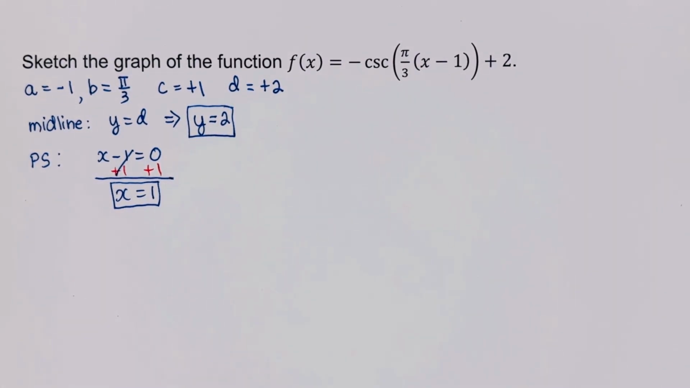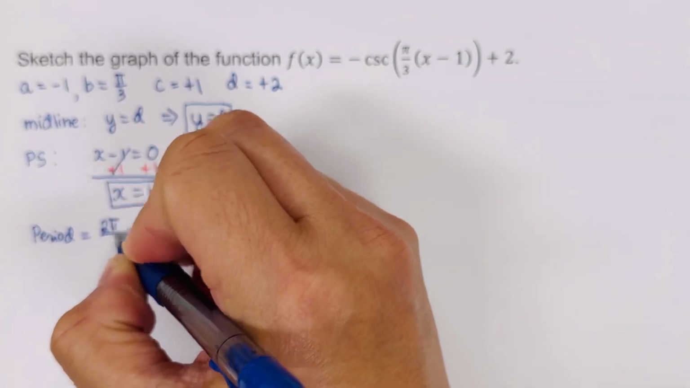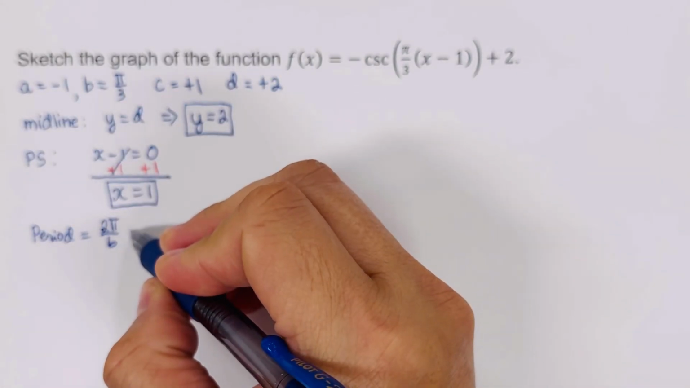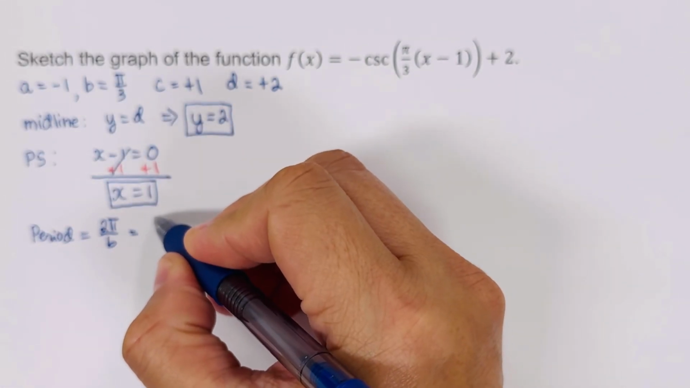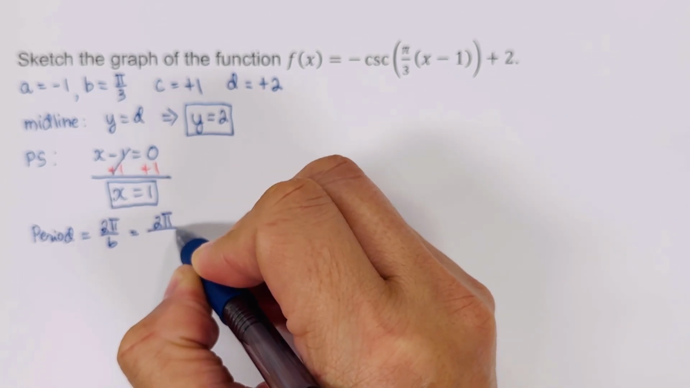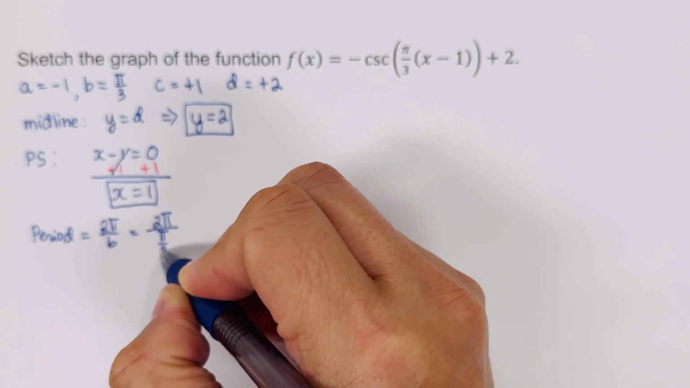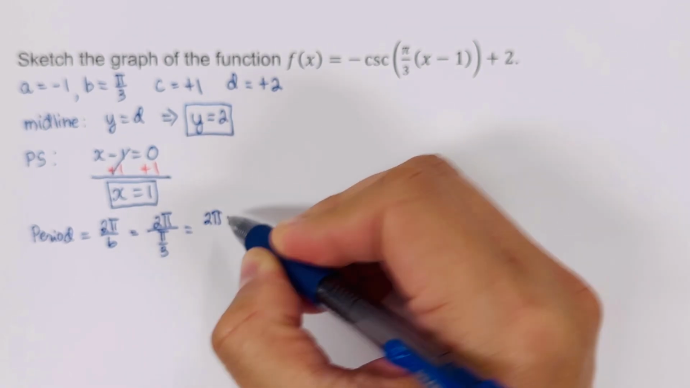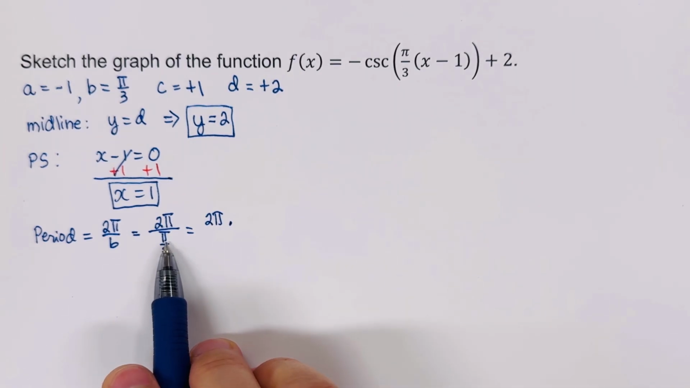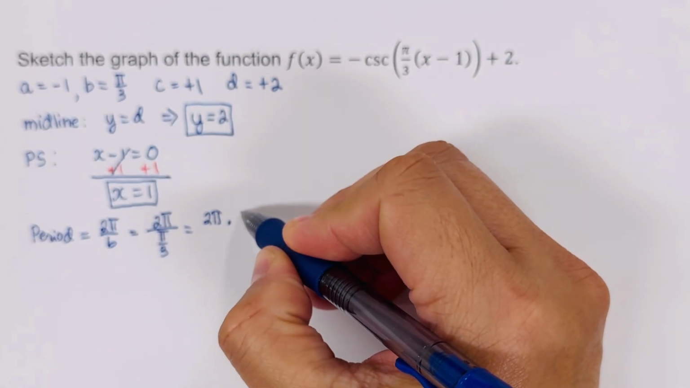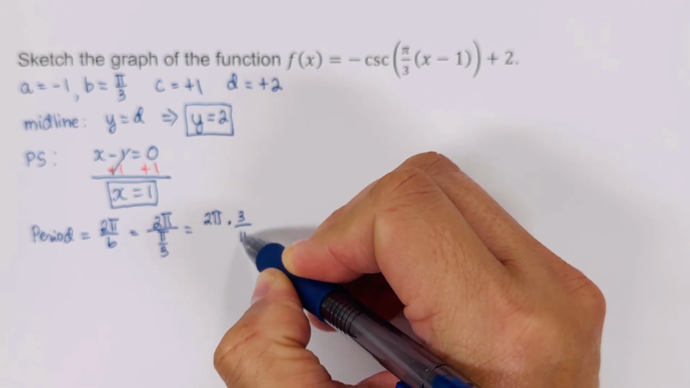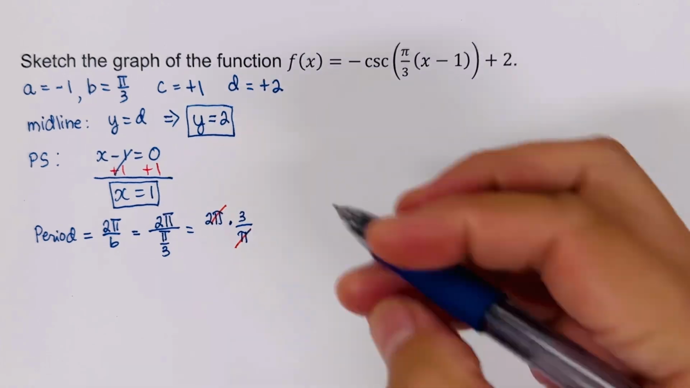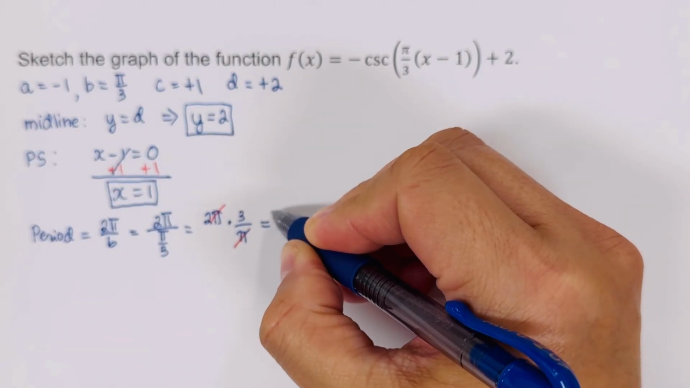The next step is to determine the period. The formula for period is 2 pi over b. So in this problem, our b is pi over 3. So we say 2 pi divided by pi over 3. So we get a complex fraction. We write down the 2 pi first, and then we flip the denominator and multiply across. So this comes out 3 over pi, so we can cross out the pi and pi. We are left with 6 for period.